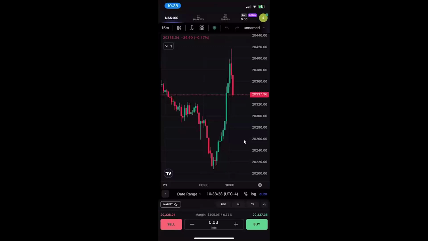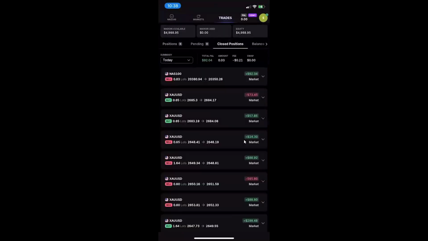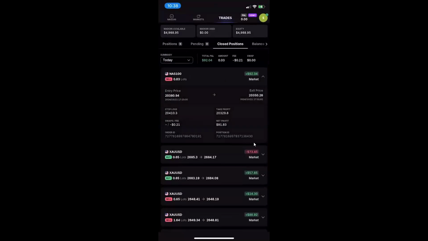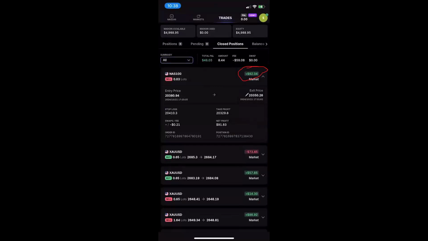You can see we're inside the Trade Locker app. Let's go to our closed positions here. And for today, we made $92. Now if you look at our overall, we are $48 in the green now.